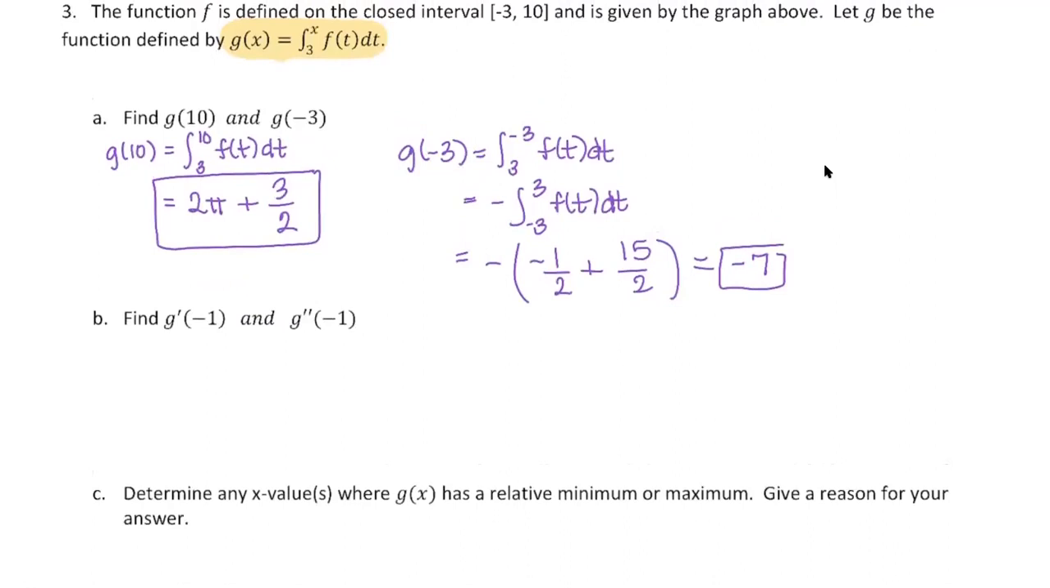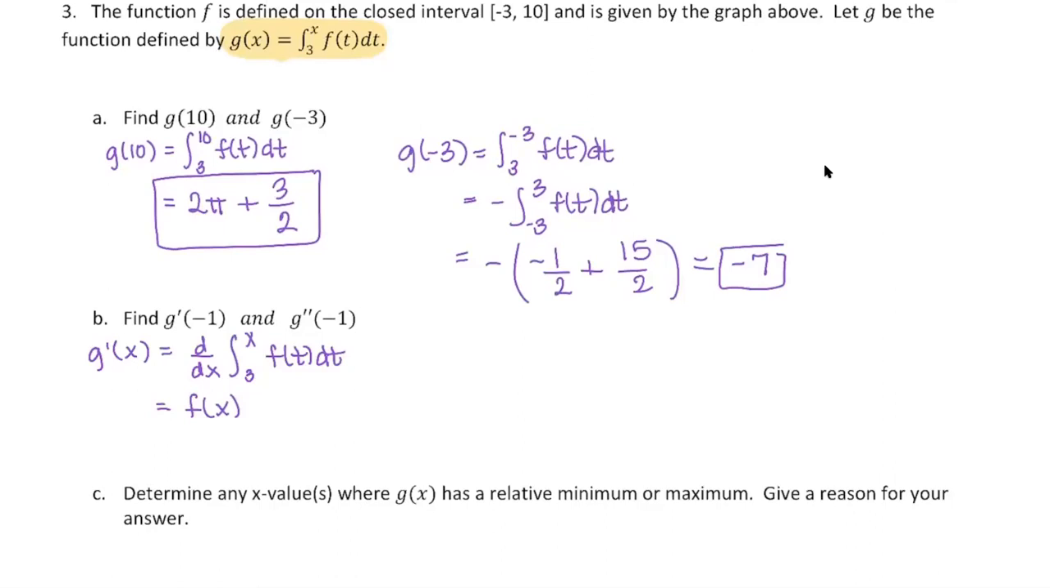So g prime of x, based on what we just learned about FTC2, g prime of x is going to be the derivative with respect to x of the integral from 3 to x of f of t dt. You don't have to necessarily write this out, but for your notes, it's a good reminder of what we're doing. When we take that derivative, this is just going to be f of x times the derivative of x, which is just 1.